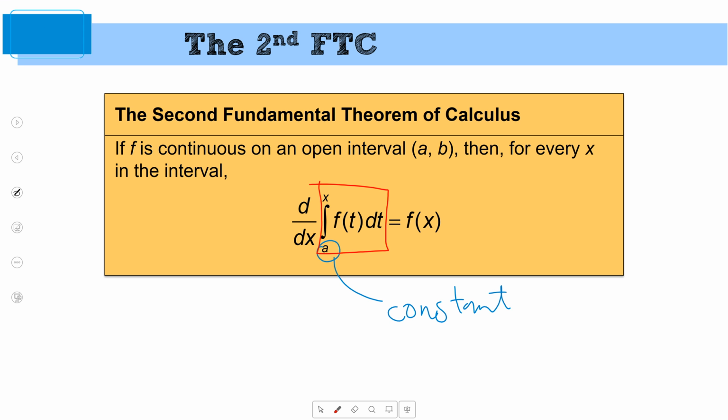Forget about the d dx out in front. What does that little red boxed area mean? What is the area under that function from a to x? Correct. From a to x. Okay.